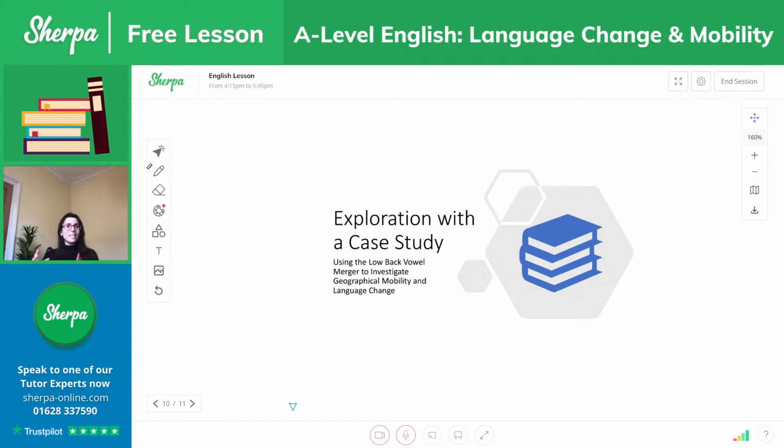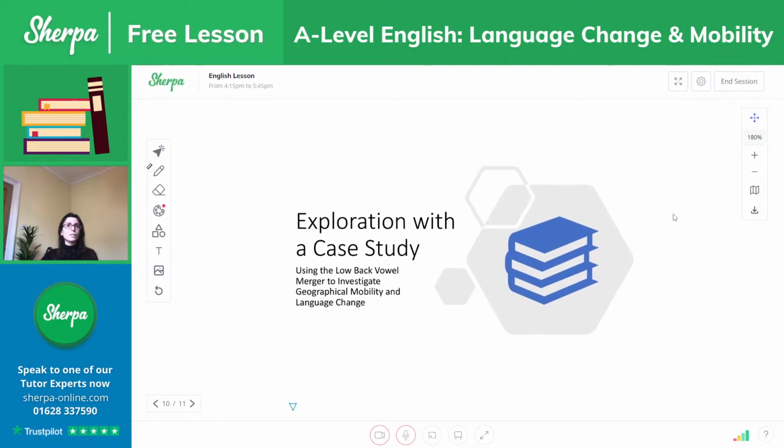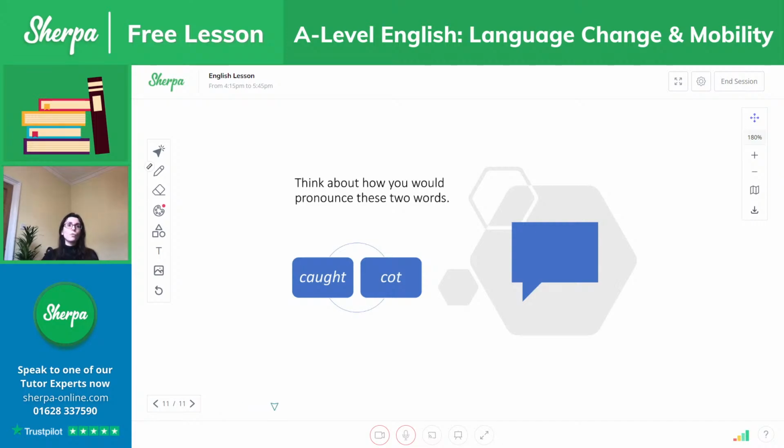So this probably sounds like a lot to process and kind of abstract. So in order to give you a more concrete sense of what I'm talking about and what this means in terms of the real world, I'm going to give an exploration with a case study using something that's called the low-back vowel merger, which I'm about to explain, and investigating how that has interacted with mobility and language change. So before I go on, I'd just like you to think about how you would say both of these words.